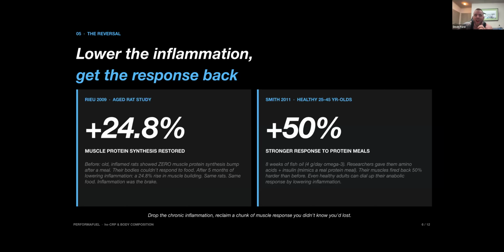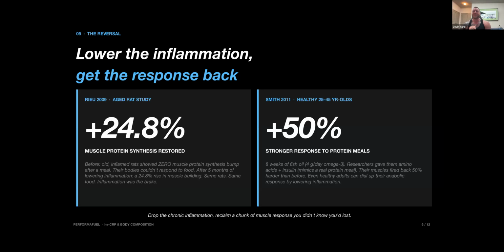After 5 months of lowering the inflammation, they saw a 24% rise in muscle building. The same rat, same gym pump, same post workout rat meal, but now getting a 24% increase to muscle. I'm just thinking about a rat, just nailing it.